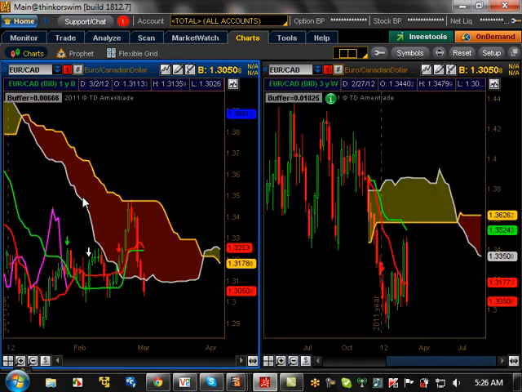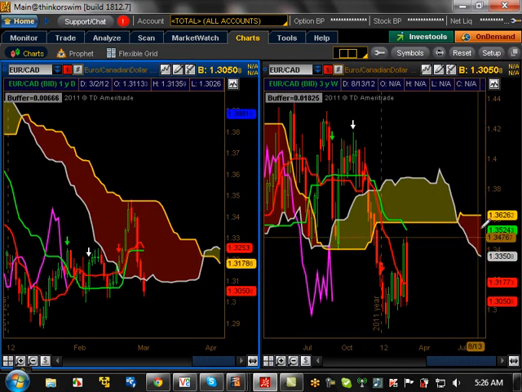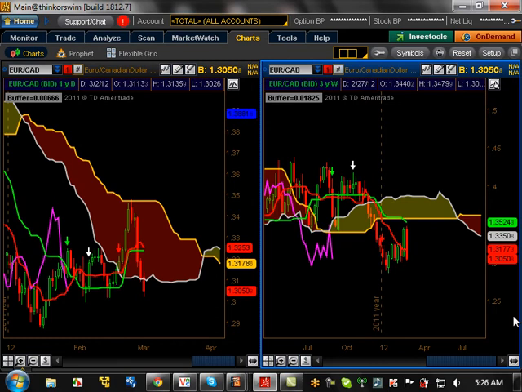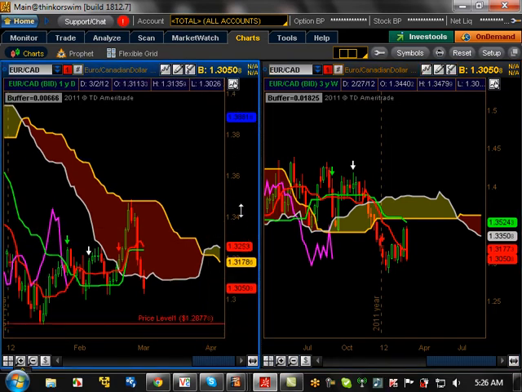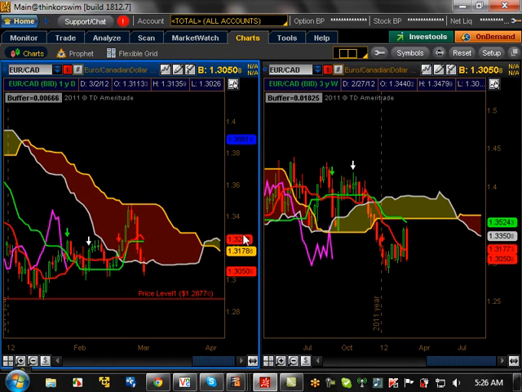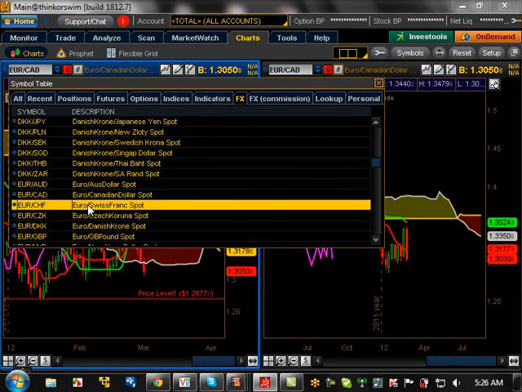EURCAD. As you can see, EURCAD is starting to break down here. It's got to break its major support level right here at 28.77. If it does, it's going to keep on going down. Major resistance level is going to be basically at 35.24.